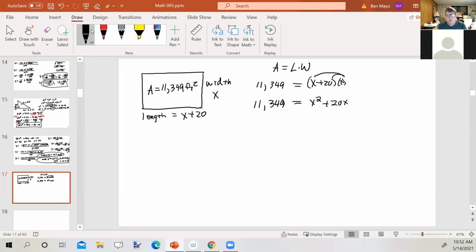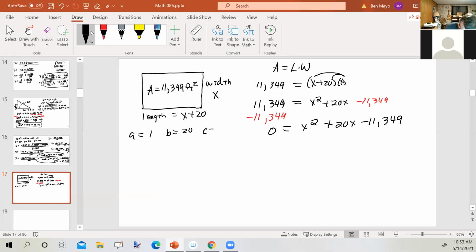Now, I'm going to put everything on the right side so that my X squared, my leading term, has a positive coefficient. So I'm going to subtract 11,349 from both sides of the equation. 0 equals X squared plus 20X minus 11,349. Okay. I've got no decimals, no fractions, and I don't think I can reduce that down any. So going on from there, A is 1, B is 20, and C is negative 11,349.